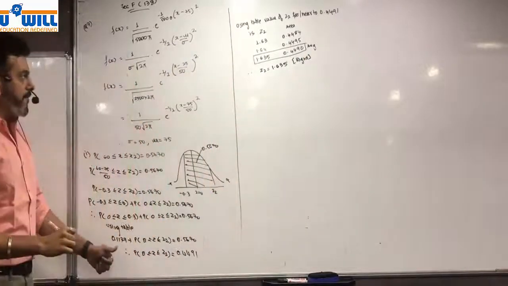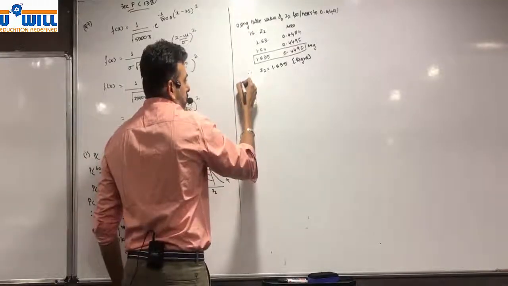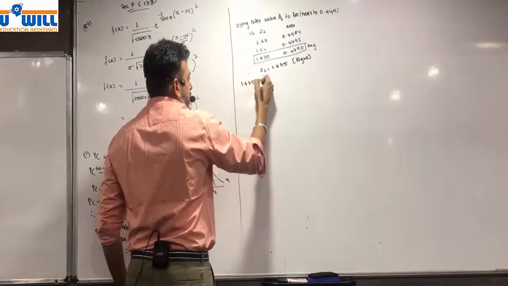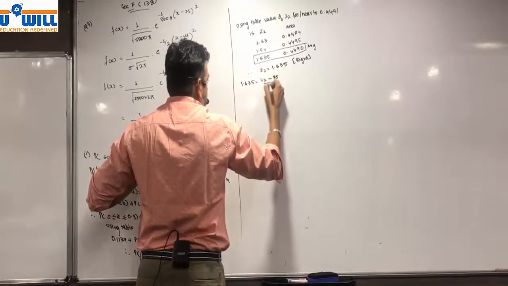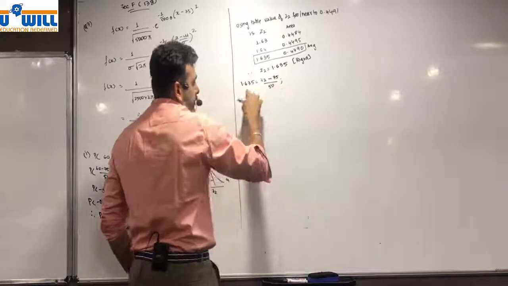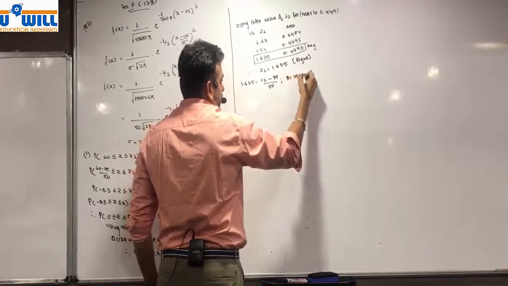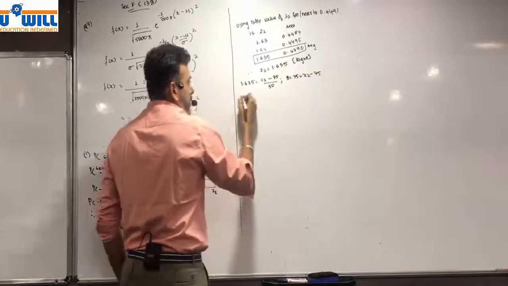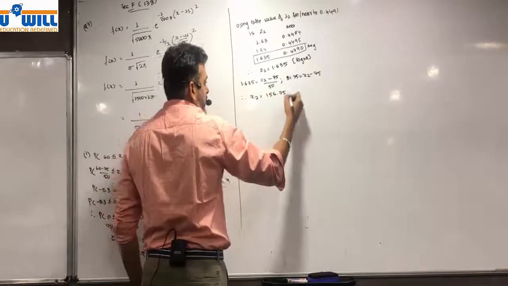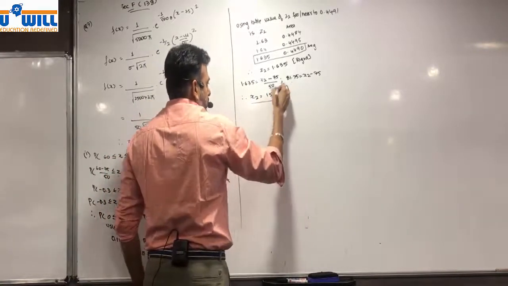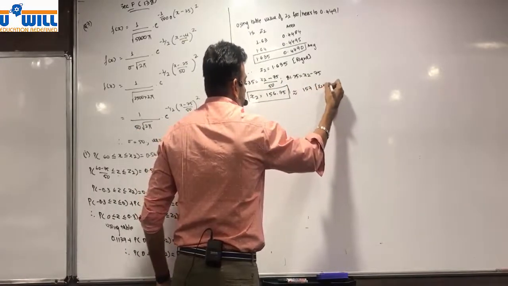Can we find the value of x2 now? So Z2 1.635 is equal to x2 minus mu, mu is 75, sigma is 50. So 50 times 1.635, 81.75 is equal to x2 minus 75. Therefore, x2 is equal to 156.75. Equivalent to 157. Right estimate.